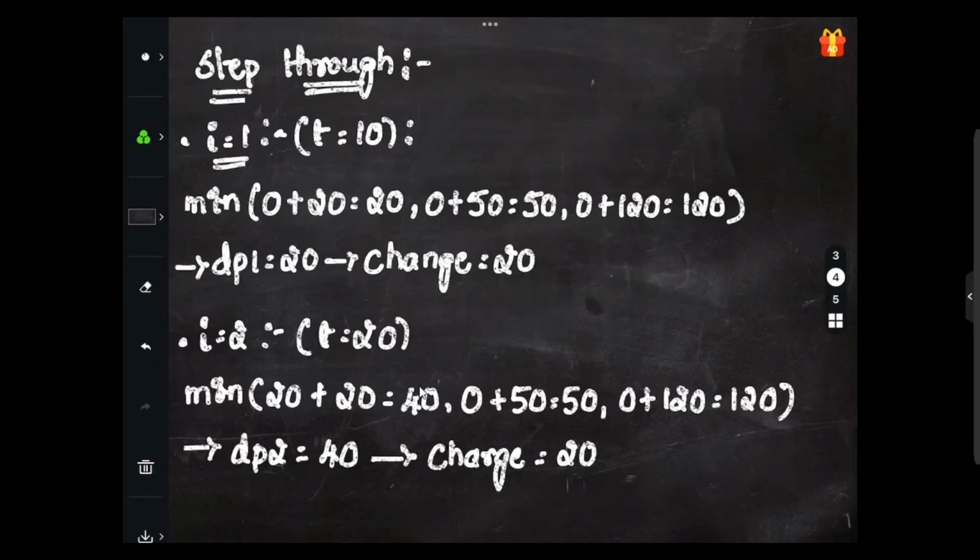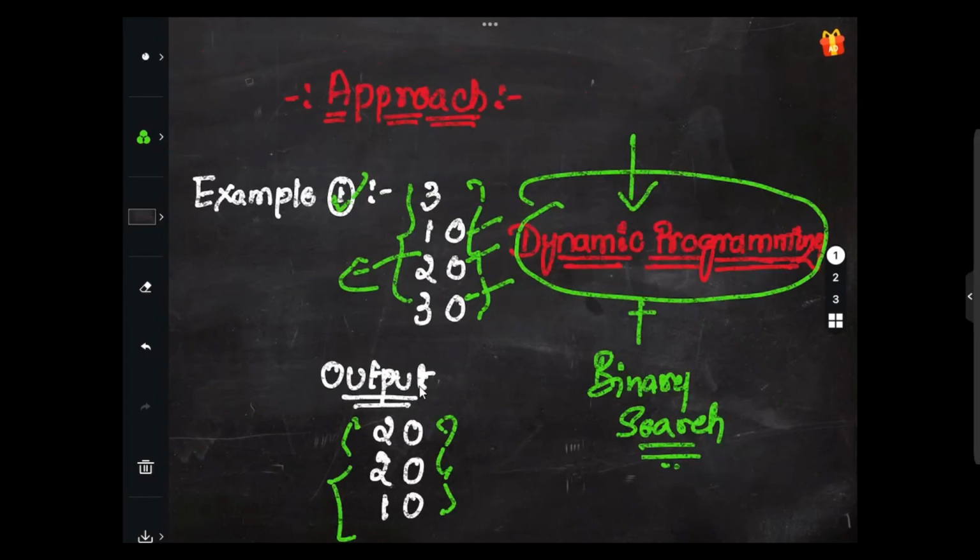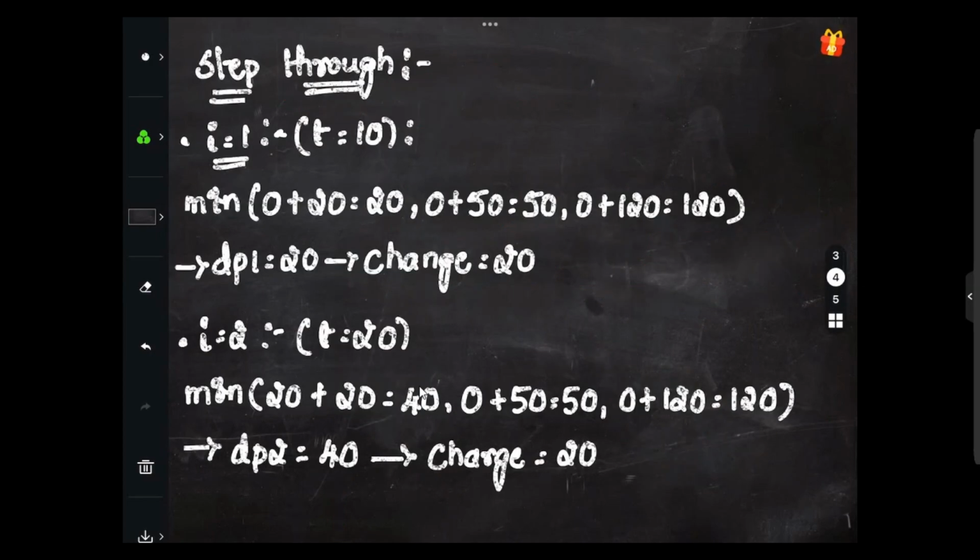This is fine. Now next, let's see the iteration part. We have the three numbers, so we'll be going till I equals 3. We have 10, 20 and 30, and the output we need to get is 20, 20, 10. When I equals 1, t equals 10. We have t equals 10, t equals 20, t equals 30. So here we have been given t equals 10, the first input.